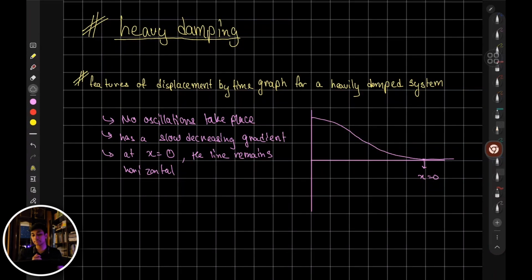So the features of heavy damping are that no oscillation takes place. Again, the same as critical damping, but it has a slow decreasing gradient. And at x equals 0, the line remains horizontal over here. It does not increase or decrease. It plateaus and it's going to be 0.